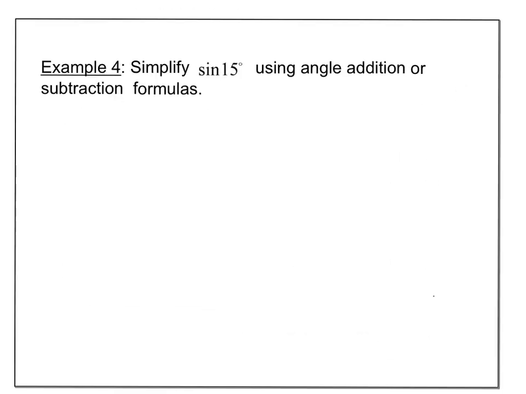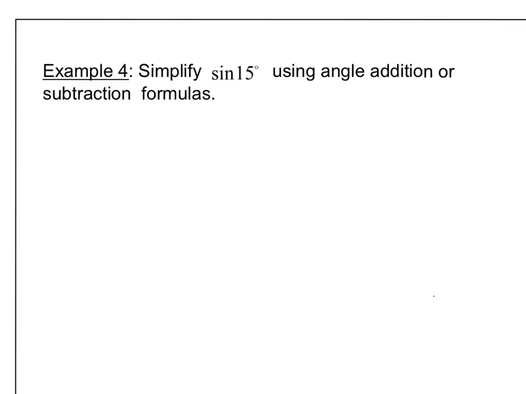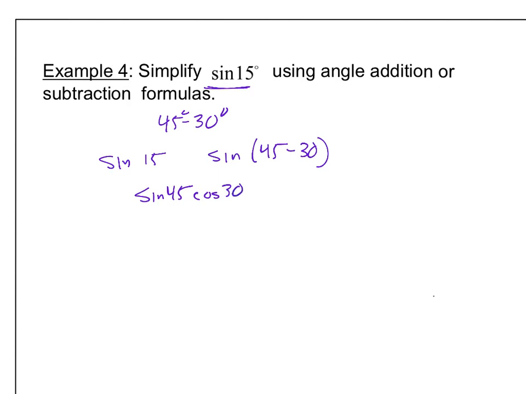So one more kind of idea of thinking, how can I do this? Simplify sine of 15 using either angle addition or subtraction. This is where you might have to get a little bit clever and realize that 15 is nothing more than 45 minus 30. So I can consider sine of 15 to be represented by sine of 45 minus 30. So then it becomes sine of 45 cosine of 30 minus cosine of 45 sine of 30.